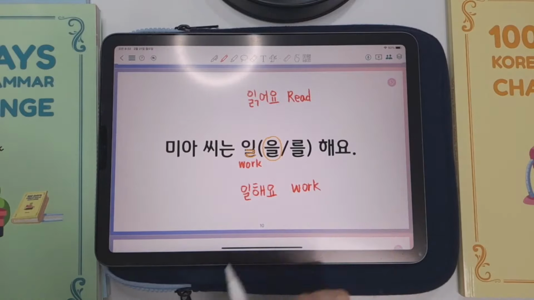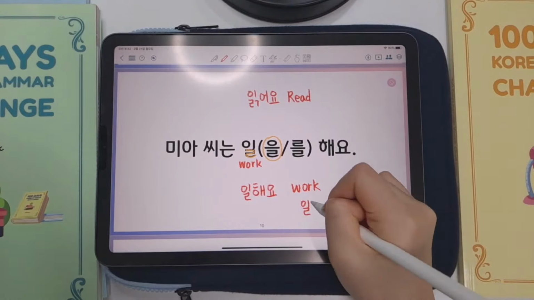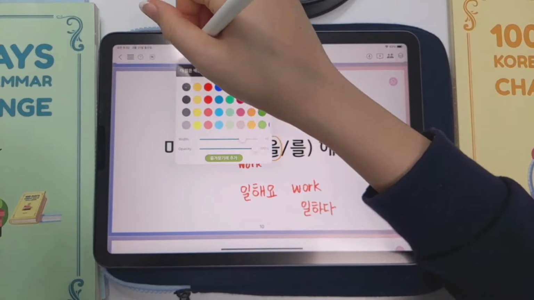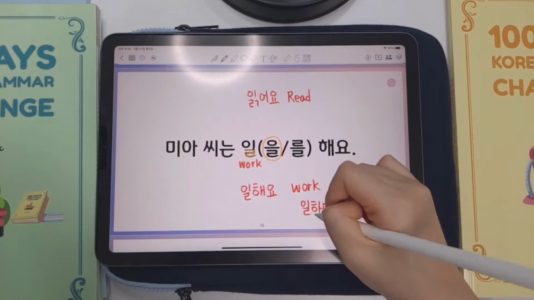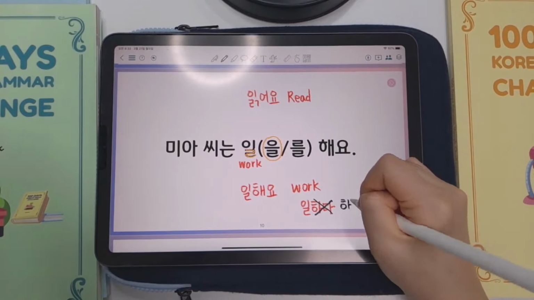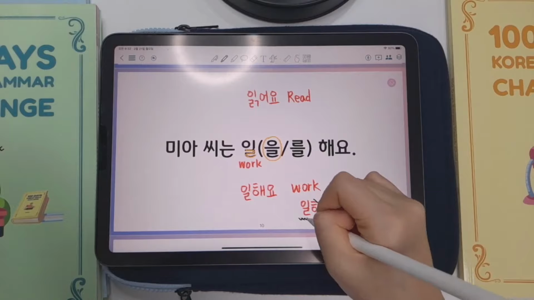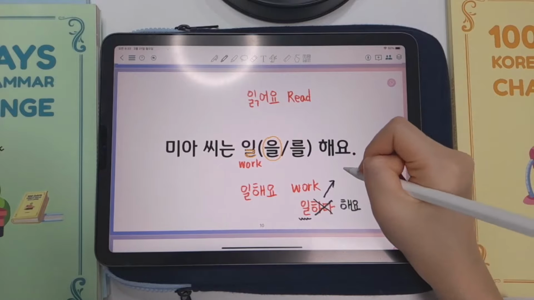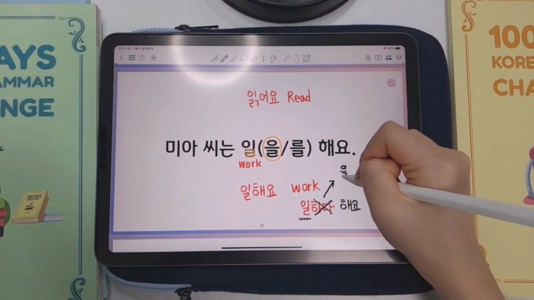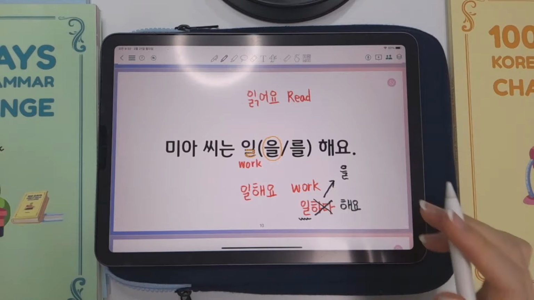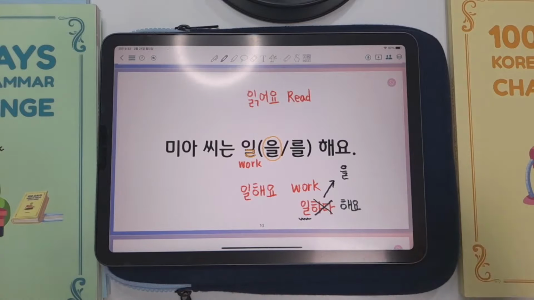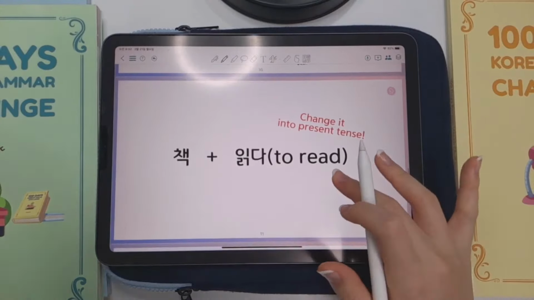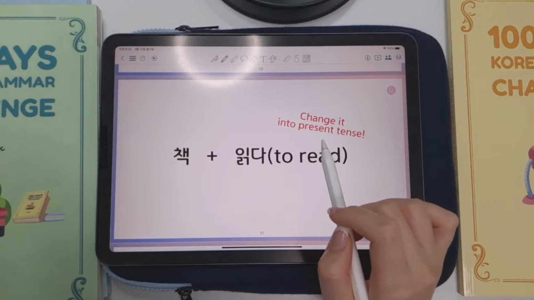It came from a verb 일하다. And I told you this 하다 can be changed into 해요 when you're saying with present tense. 일해요. And this one is a noun, so we can put object particle after this noun. 일을 해요. 에린 씨, 감사합니다. Okay, that's great. 미아 씨는 일을 해요. Okay, so next word. Change it into present tense.